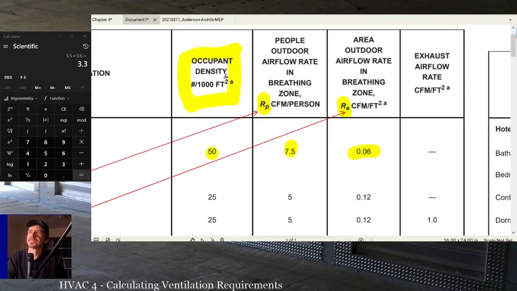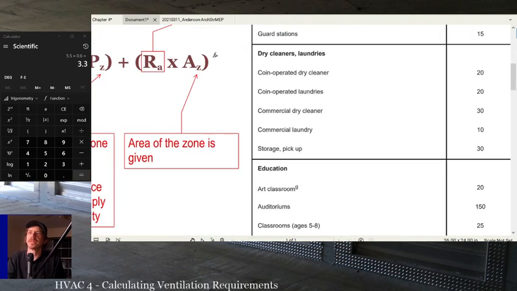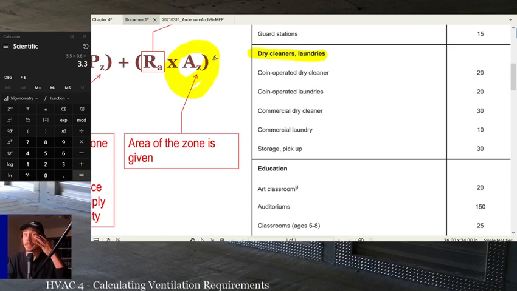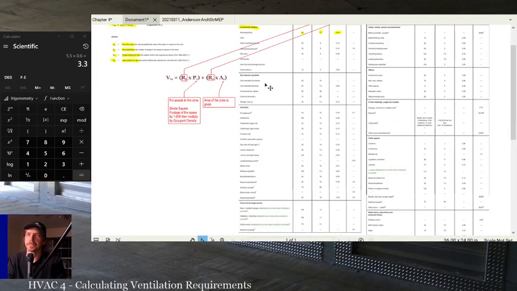And then the area of the zone is given. So this is really the only piece of information you need: what type of space it is, and what's the area of that space. If you've got those two pieces of information, you can figure everything else out. All you need to know is what type of space it is and how big it is in square feet.